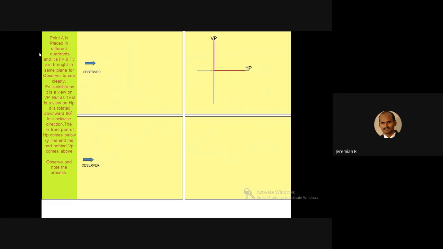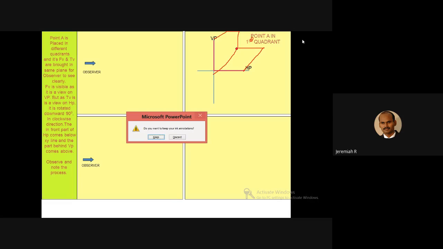So this is the first quadrant. It's called VP HP. We have to consider, you have to visualize like this. There is a point here. This is the first quadrant. There is a point A in the first quadrant.